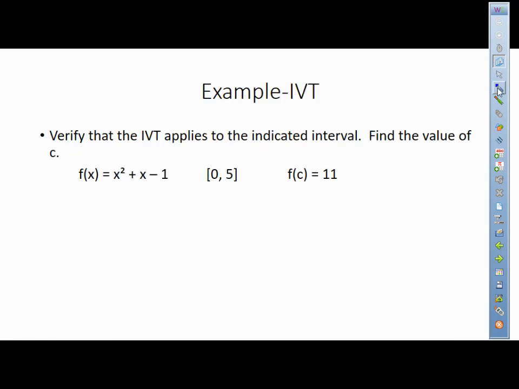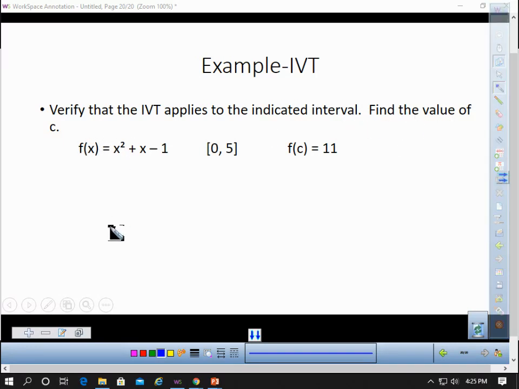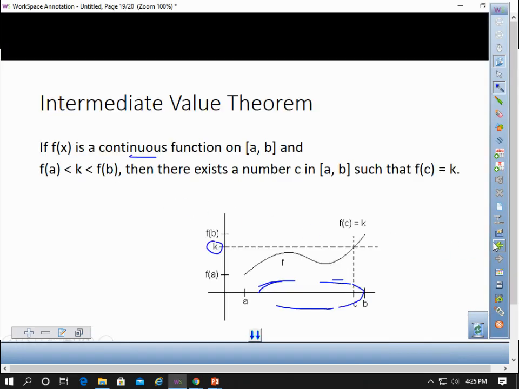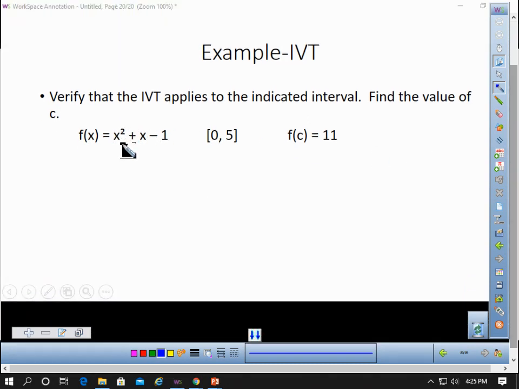All right, so let's do an intermediate value theorem problem. Verify that the IVT applies to the indicated interval. Find the value of c. All right, so the only condition that had to be met is this has to be continuous. That's what the theorem said back here: if f of x is a continuous function. So do we have a continuous function? Yes. This is a polynomial, it's a parabola, so this is a continuous function.